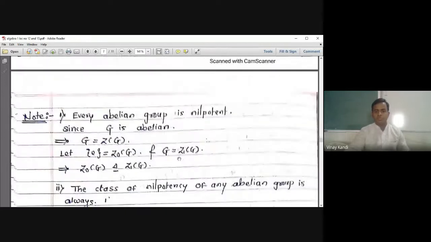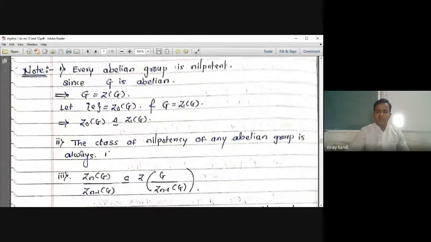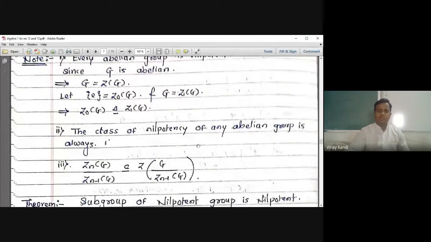So every abelian group is nilpotent. Why? Because if G is abelian, then G is equal to Z of G. Take singleton E is equal to Z naught of G and G is equal to Z1 of G. So Z naught of G is a normal subgroup of Z1 of G. So there exists a positive number m equal to 1 such that Zm of G is equal to G. Hence every abelian group is a nilpotent group, and the class of nilpotency of any abelian group is always 1.